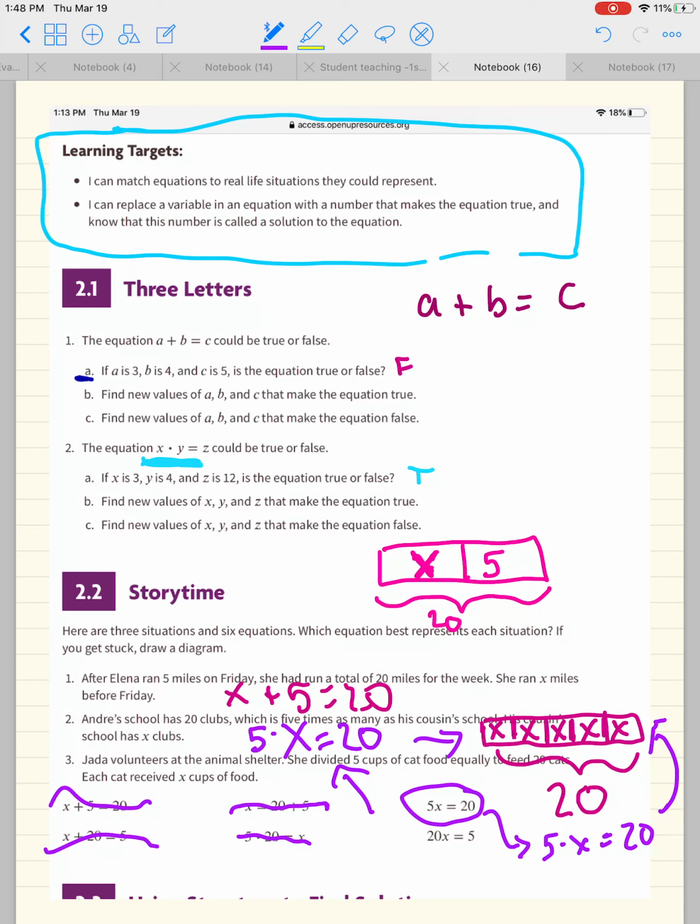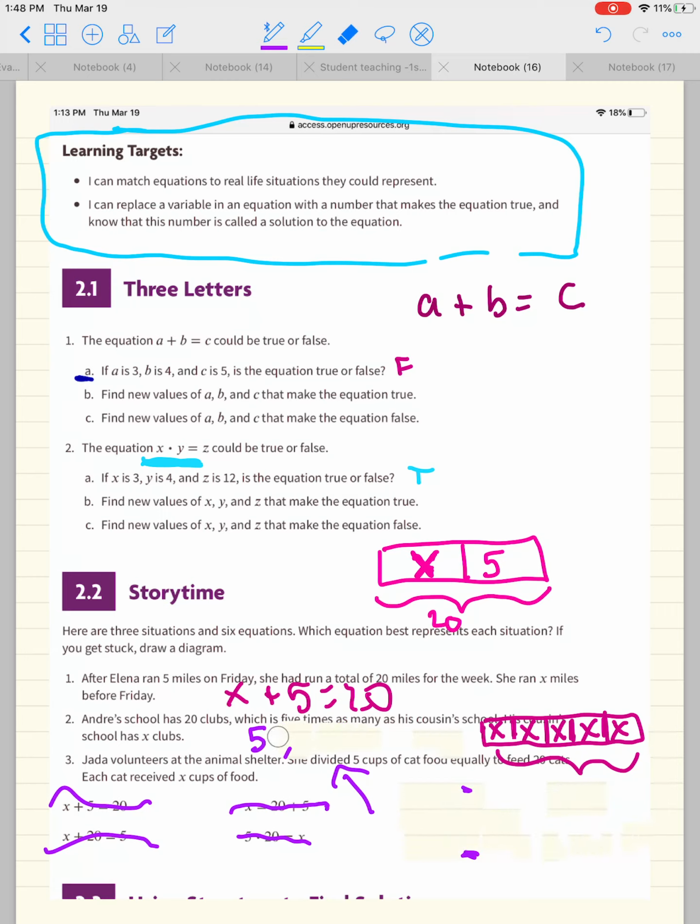Now, 20x equals 5. This does not work because in order to make that equation true, you would have to have a number here multiplied with 20 that would give you a total of 5. And we already know that our total is 20 clubs. Okay. So up here, I'm going to go ahead and put 5x equals 20 because that is the equation that makes the most sense with this situation.